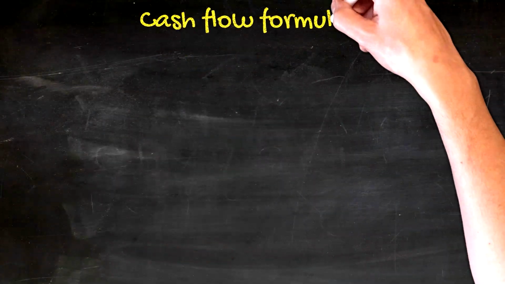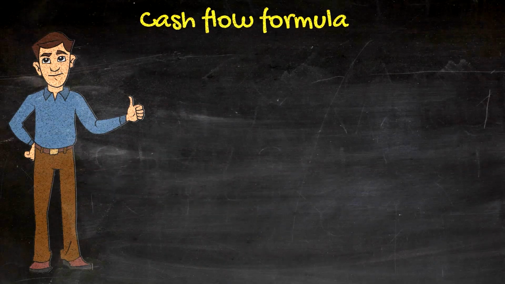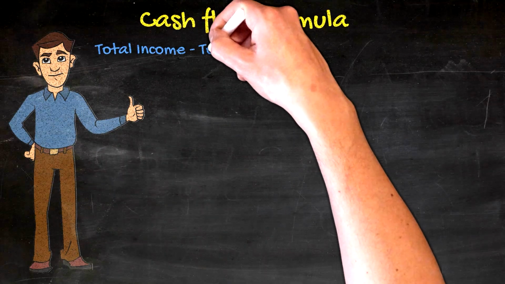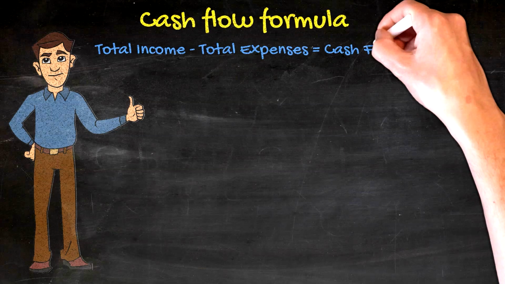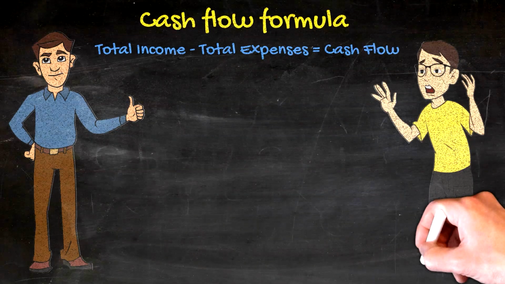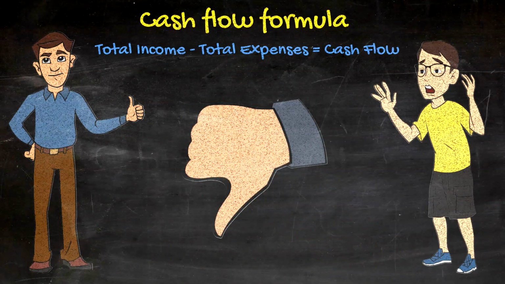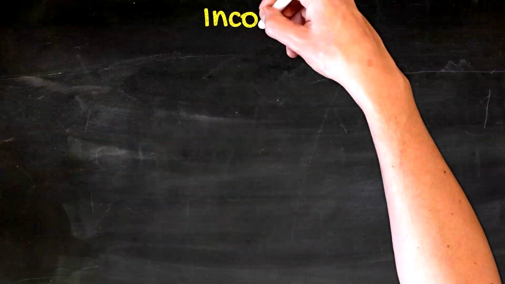The cash flow formula is one of the simplest formulas in real estate investing. It is total income minus total expenses equals cash flow. But you would be surprised at how many investors screw this up. First, let's start with the simple half of the equation, the income.